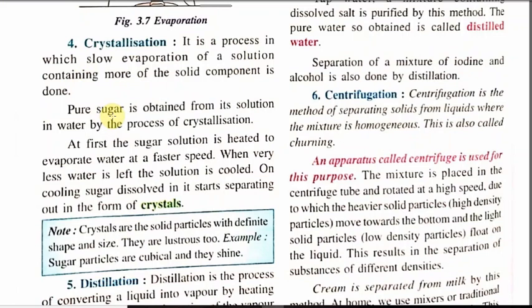Pure sugar is obtained from its solution in water by the process of crystallization. At first, the sugar solution is heated to evaporate the water at a faster speed. When very little water is left, the solution is cooled. We can see small crystals of sugar. As we go on cooling the solution, the crystal size will grow.